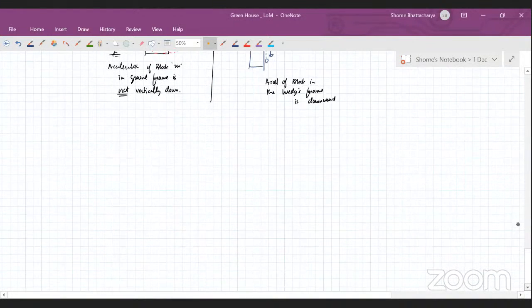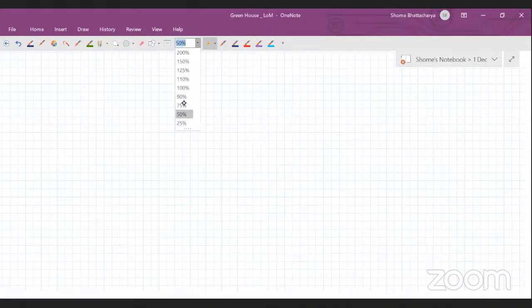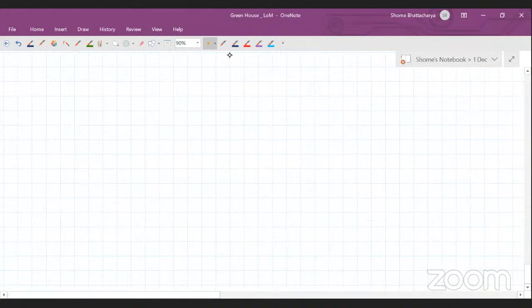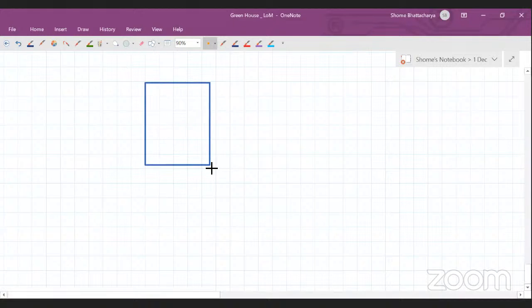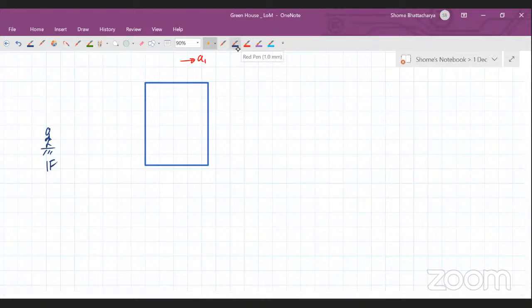Okay, so let's understand the forces on each of these. So let's start with the wedge. In the inertial frame, it has a horizontal acceleration a1. Now remember the pulley here is attached to it.